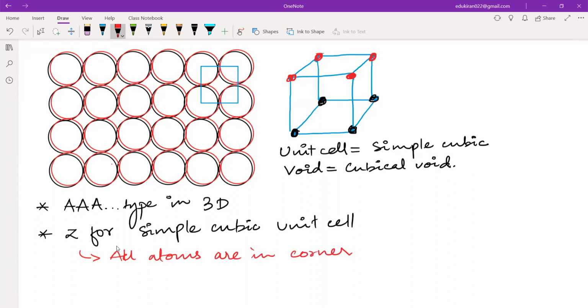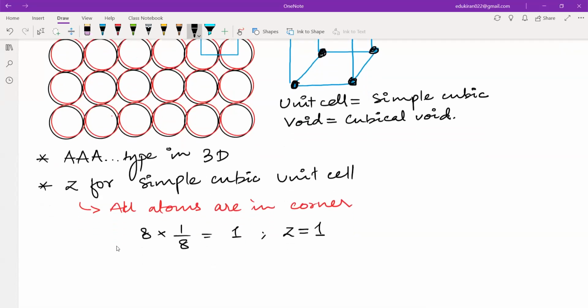Now, if they are all in corner, how many are they? There are 8, and each contribution will be 1 by 8, and hence the Z will be equal to 1. Is this clear? Yes or no? Z is equal to 1 for simple cubic.